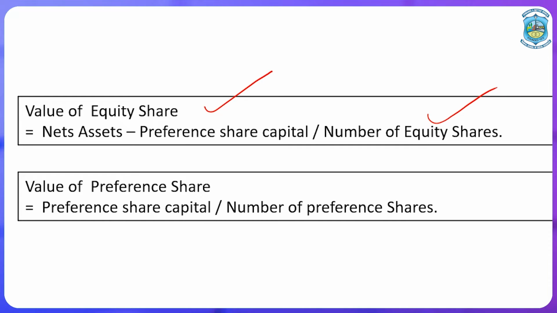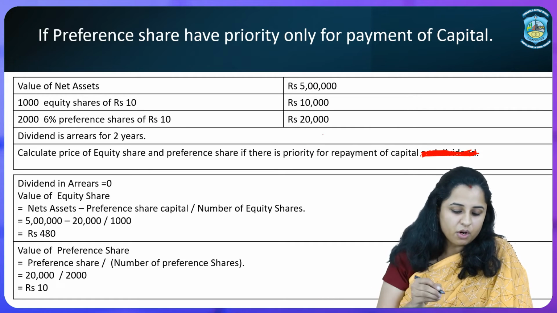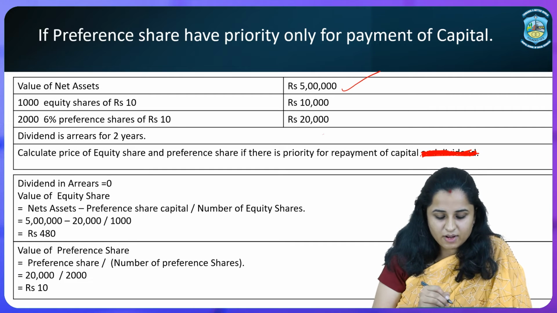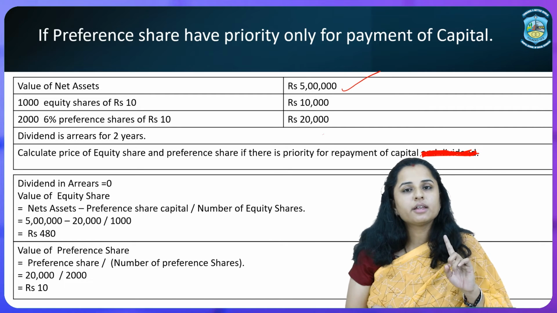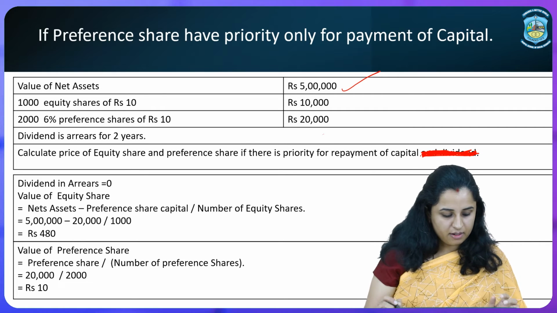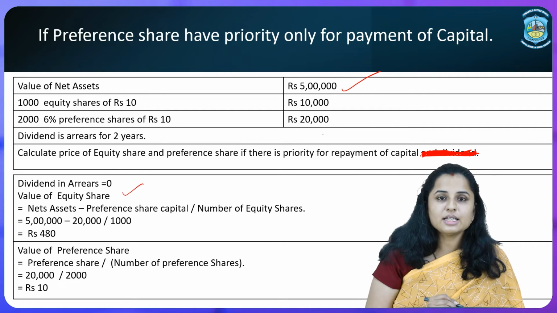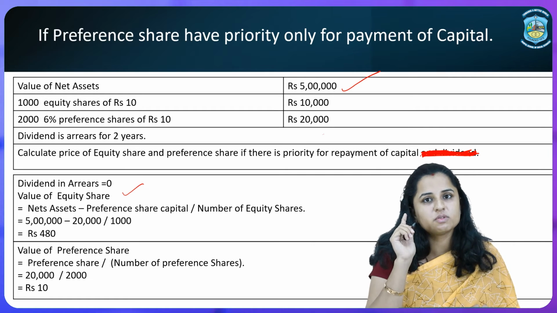The next one is how will you calculate the value of preference share? So, this preference share capital divided by the number of preference shares will give you the value of one preference share. So, let us understand this also with the help of an example. We already know the value of net assets is 5 lakh, value of equity is 10,000, value of preference is 20,000. So, how will you calculate? This time dividend in arrears will be 0 because dividend does not have a priority. The priority is only for the payment of capital. So, value of equity share will be net assets minus the amount of preference share capital which is 20,000 divided by the number of equity shares which is 1000.